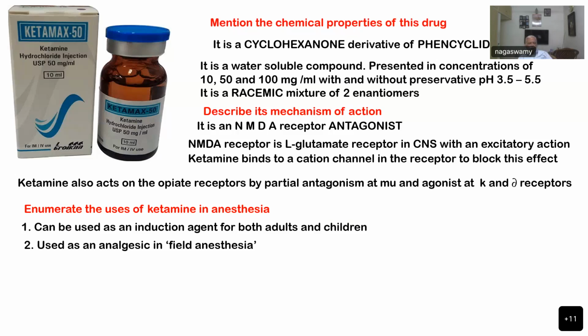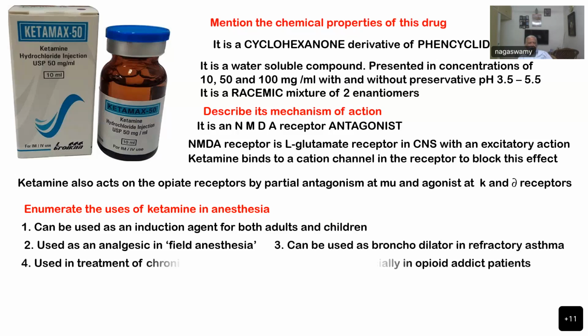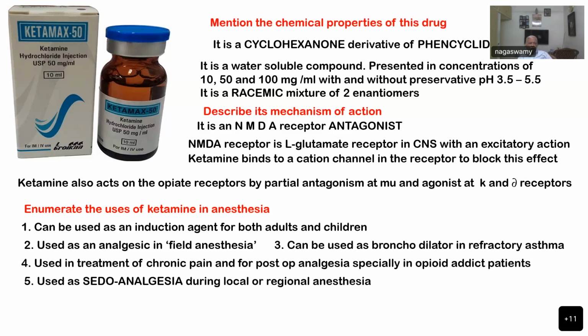So field anesthesia usage is very, very important. It can cause bronchodilation even in refractory asthma, and is used for chronic pain treatment and for post-op analgesia, especially in patients who are opioid addicts. These patients do not normally respond to other agents, but they respond very well to ketamine. It is also used as pseudoanalgesia during local or regional anesthesia.